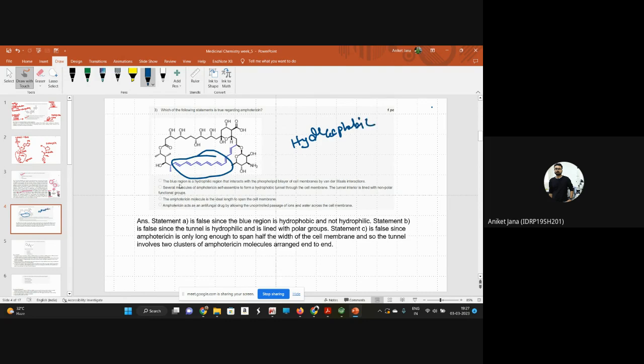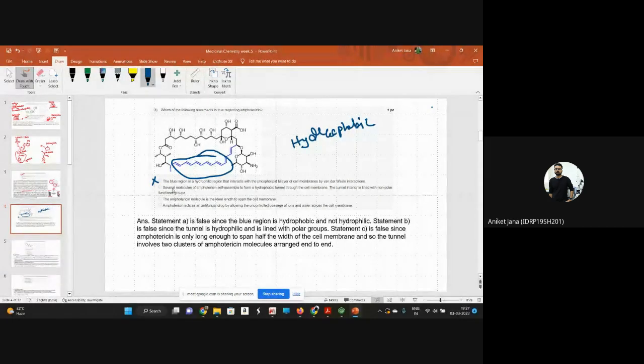So is this possible? What is written here? The blue region is hydrophilic region. So is this true or false? False, sir. It is a hydrophobic region. Yes, it is false. So we are eliminating this option.